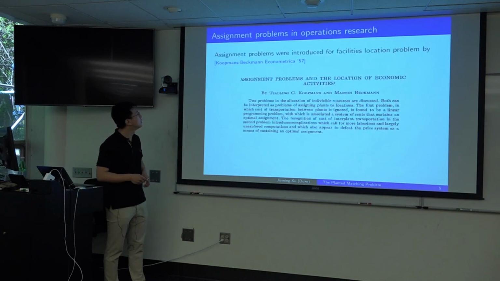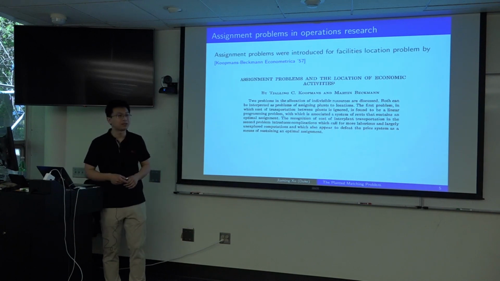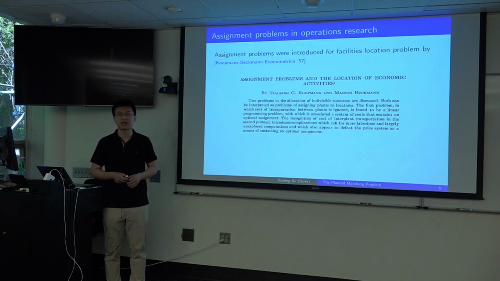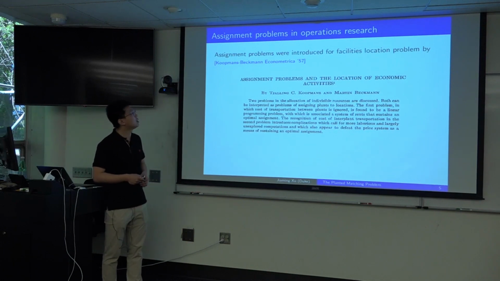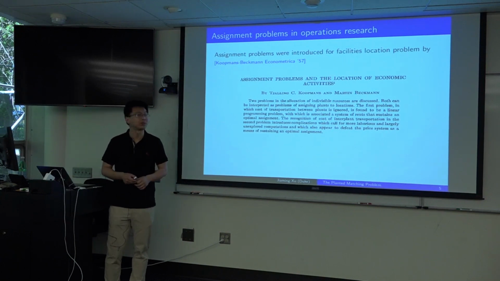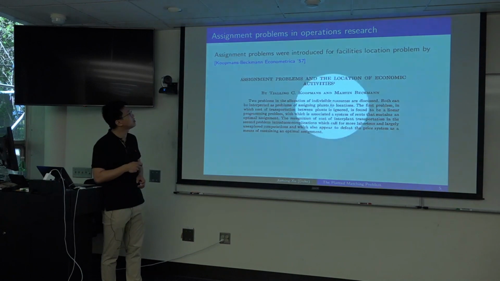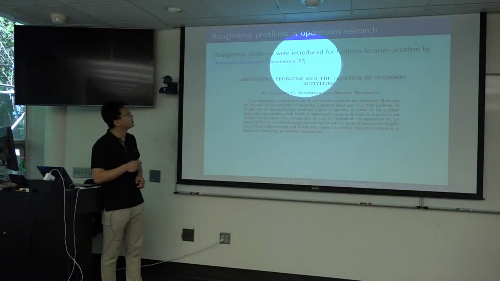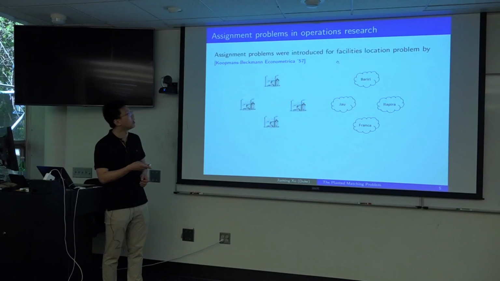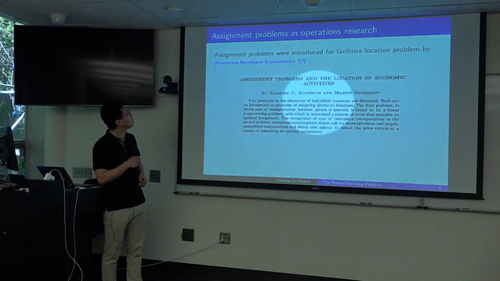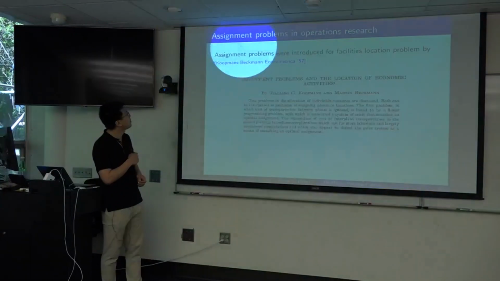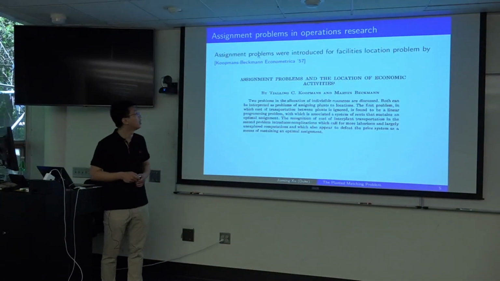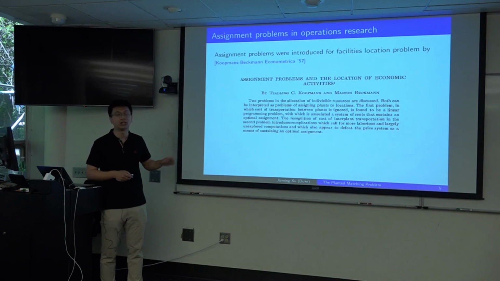Okay, good. But before I get started, I want to motivate these assignment problems a little bit more from the operations research perspective. This assignment problem is very common in operations research. It's arguably one of the most fundamental optimization problems. The problem was introduced back in 1957 for so-called facility location problems by Koopmans and Beckmann. It is worth noting that Koopmans won the Nobel Prize in economics in 1975 for work related to resource allocation.